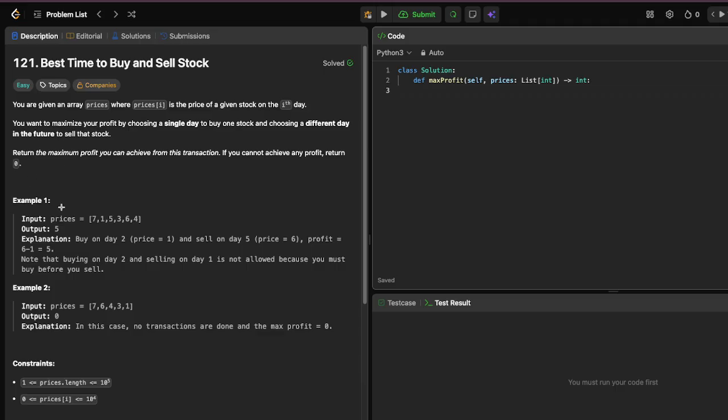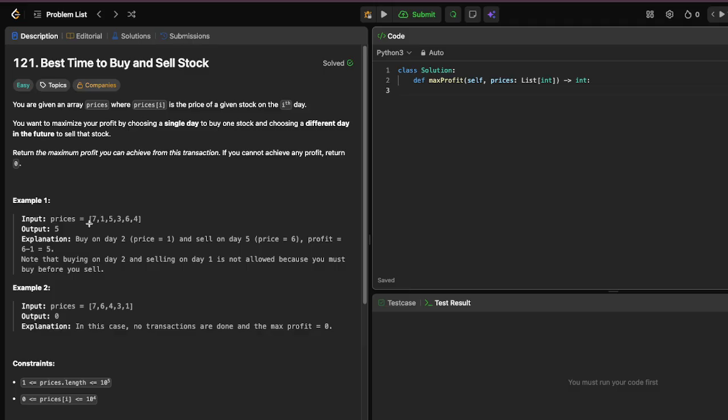So let's look at an example to better understand this. We have the input prices, which is our array of integers, and we need to find the maximum profit. We have to find the best time to buy and sell so we maximize the profit. Looking at this array, the output is 5, and you might be thinking 7 and 1, right? That's the biggest difference.